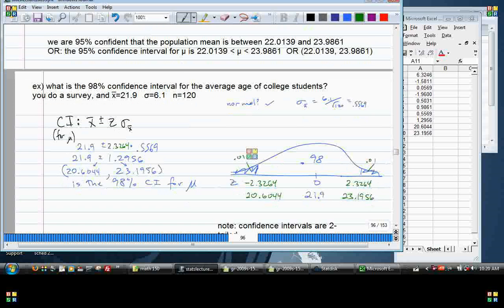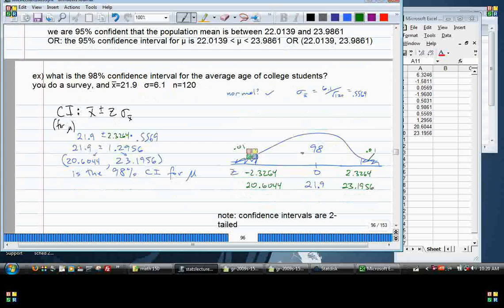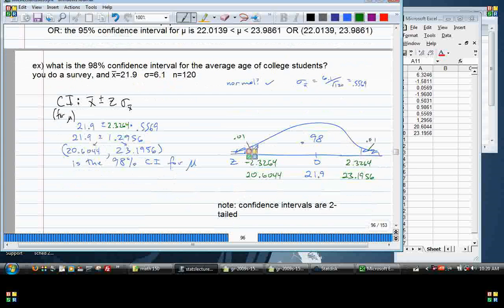So at this point, it should be clear that when you're doing a confidence interval, you're always working with two tails. You've got a lower value and an upper value, so there's always a tail on each side.